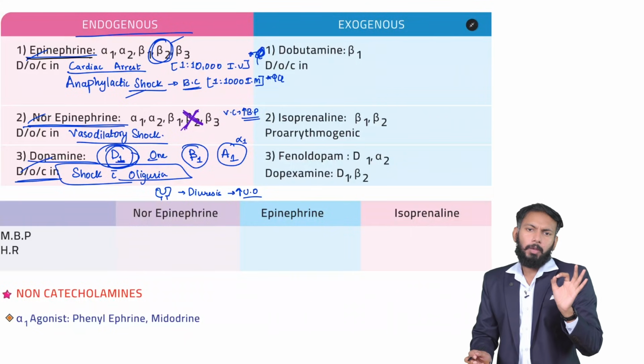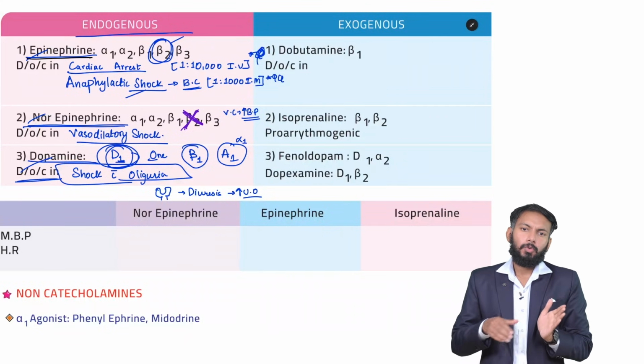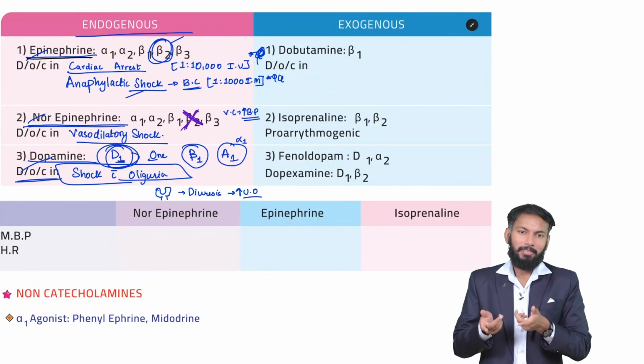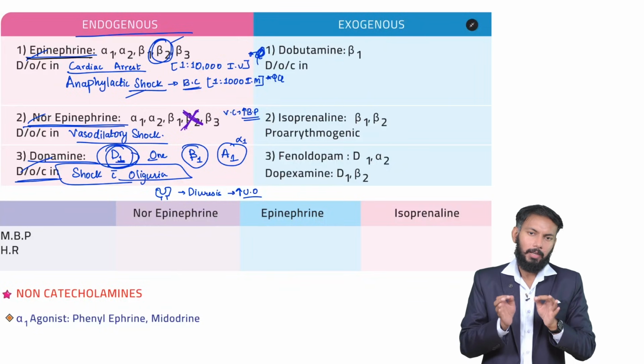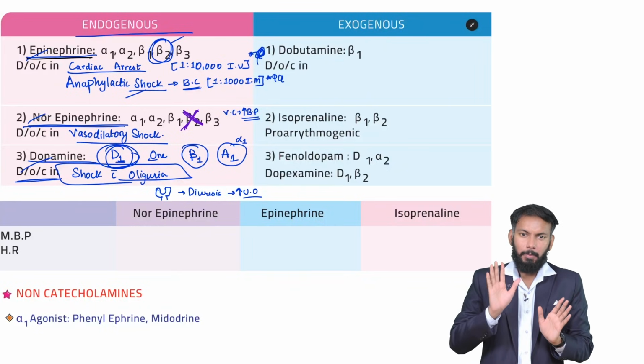That's all. Norepinephrine, potent vasoconstrictor, so vasodilatory shock, except for anaphylactic shock where we use epinephrine; cardiac arrest, epinephrine. That's all you have to remember in this.